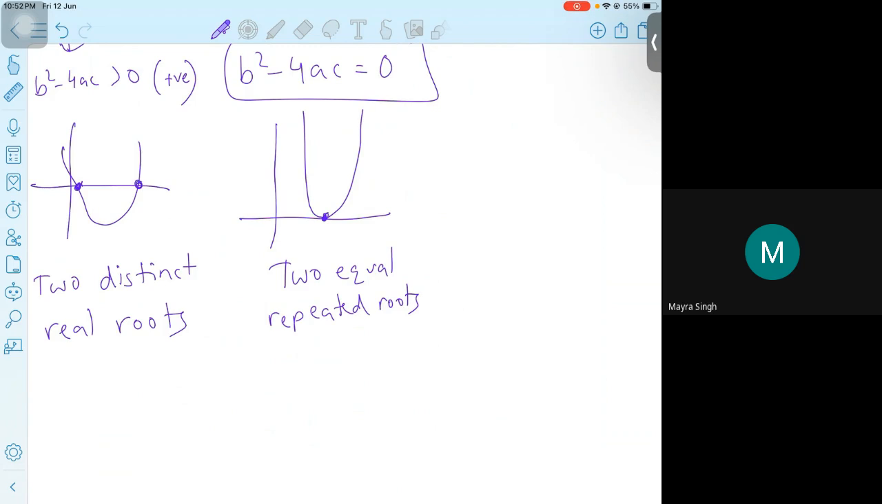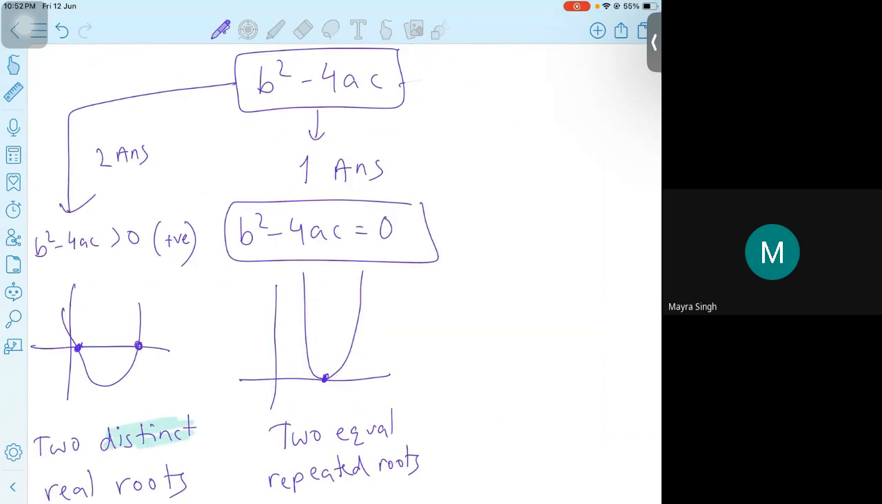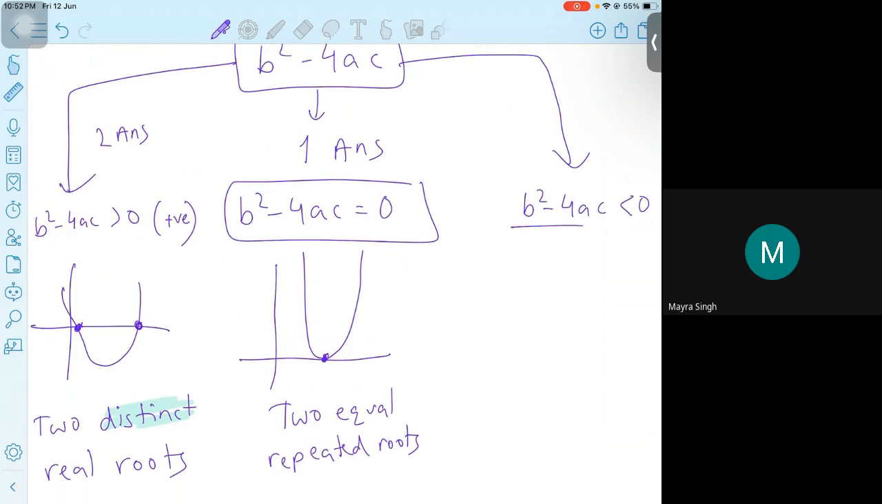Can we move on? The distinct part means there are going to be 2 different x values, okay? So it's not going to be just one x value, it's going to be 2 different x values. So let's see the third scenario. The third scenario is when I equate b squared minus 4ac by plugging in the values, and the calculator gives me a negative answer. So b squared minus 4ac is less than 0. In this case, what happens is we have no real roots.